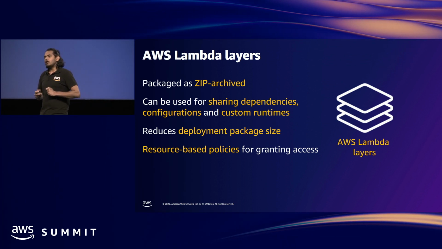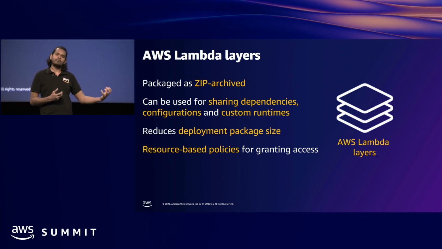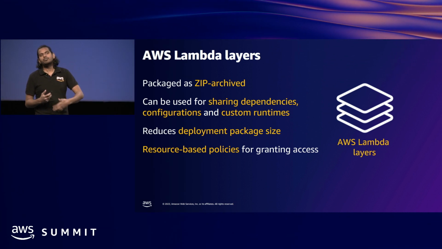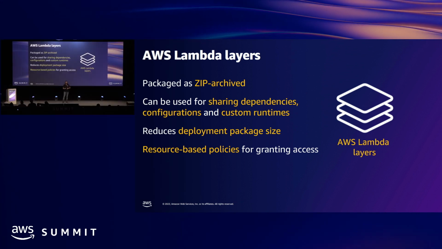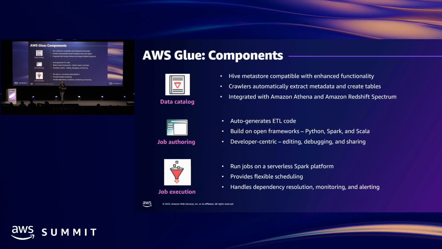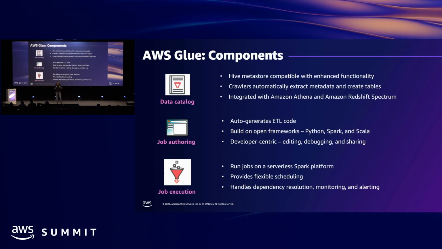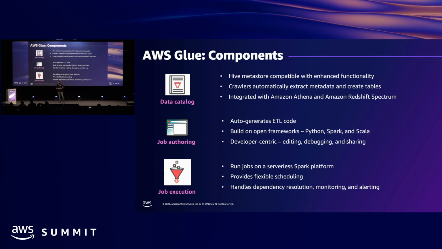AWS Lambda layers allow you to bring your own runtime, so you're not restricted to the runtime that is provided by AWS, but you can bring your own code and share those dependencies across multiple Lambda functions. And finally, AWS Glue. AWS Glue is a fully managed ETL service, and it provides you services in all 3 ETL functions that you can think of.